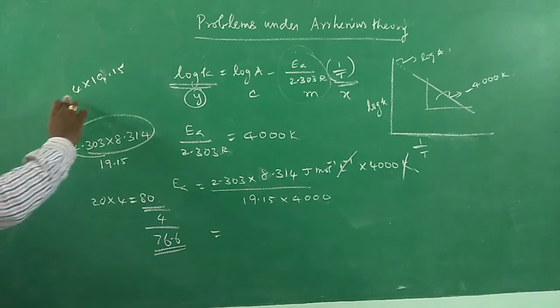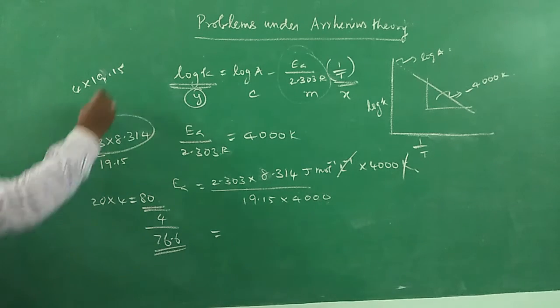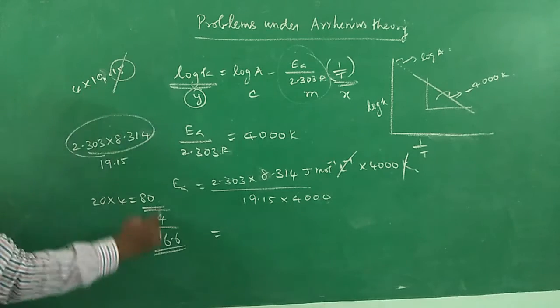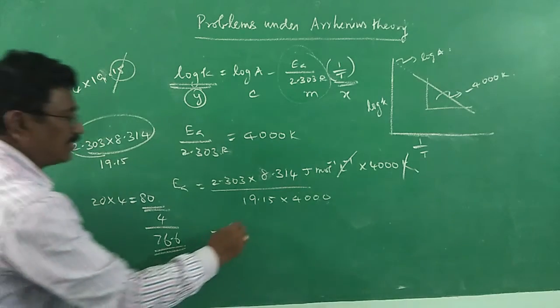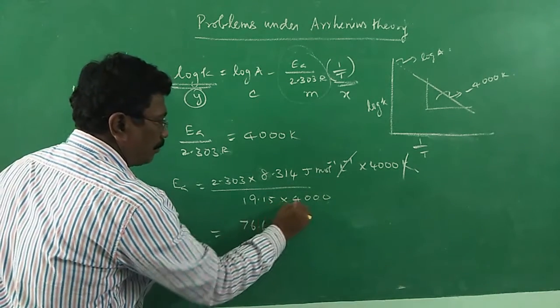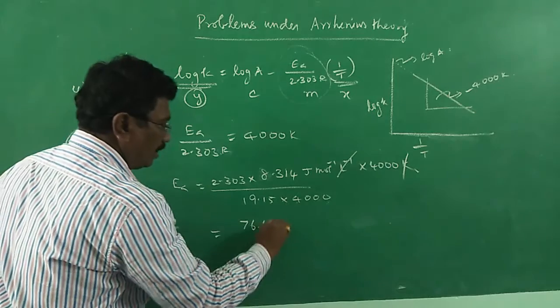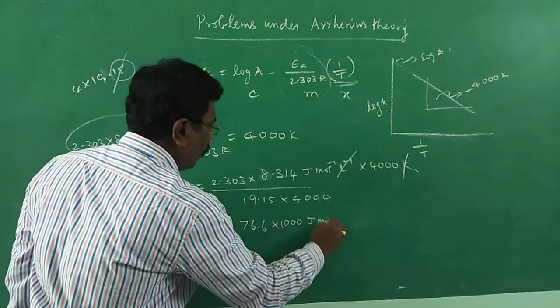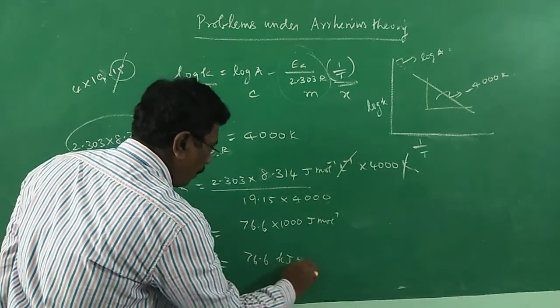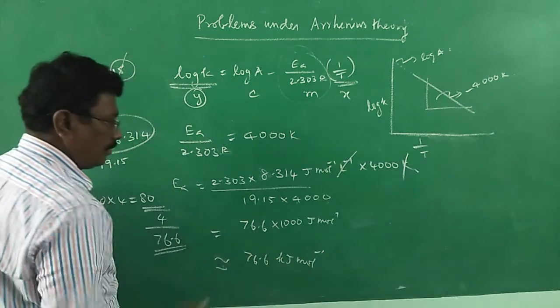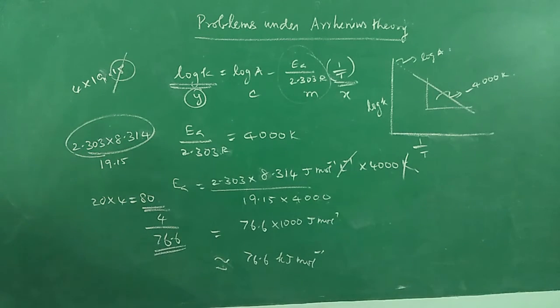So 4 into 20, 80. They have subtracted 4 into 1, 4. Again they added 4 into 0.15, 0.6, giving 76.6 as the approximate value. If you multiply 4 with 19.15, into 1000, this much joule per mole. If you convert into kilojoule, 76.6 kilojoule per mole. You can put an approximation; there may be slight variation. That's all. If you are comfortable doing the calculation, you can do it as an approximation, as a mental sum. Those things can also be done.